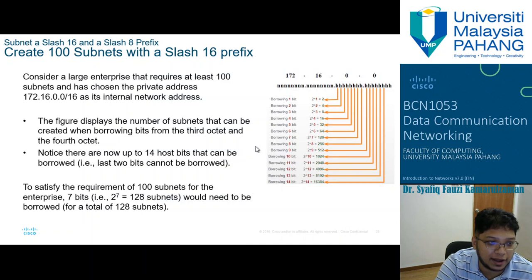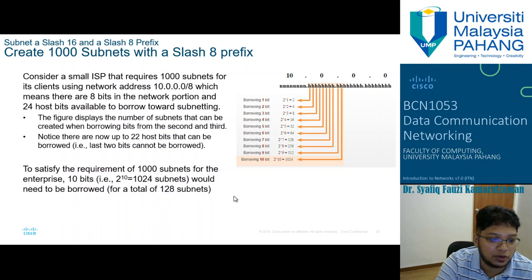So when you want to create 100 subnets with a /16, you need to create 128, because you conduct the subnetting according to the number of bits, and the maximum here is 2 to the power of 7, which is 128 subnets. So you have another 28 spares. Even though you only need 100 networks, you have to create 128, because addressing works in binary, and the closest number to 100 is 128. So you have 28 spare networks for future use.